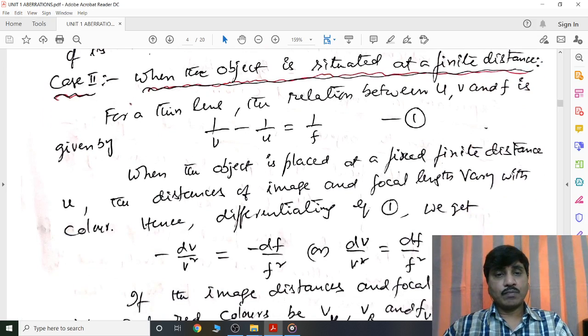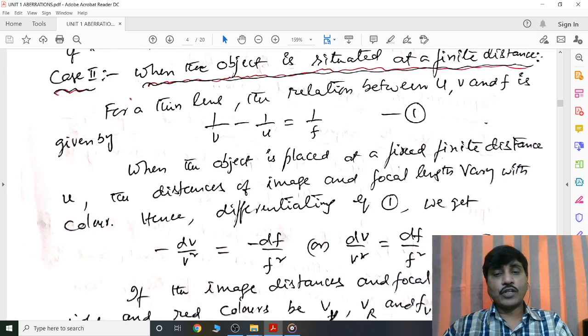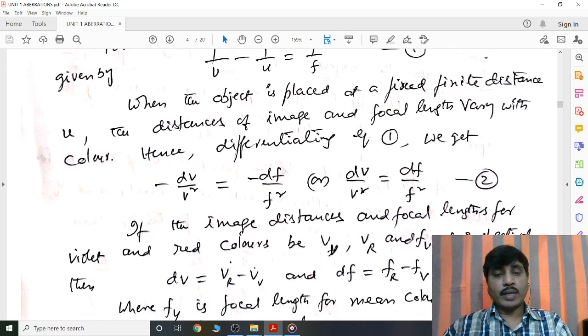Now, case 2. When the object is situated at finite distance. For a thin lens, the relation between u, v and f is given by 1 by v minus 1 by u is equal to 1 by f. That is equation 1. When the object is placed at a finite distance u, the distance of image and focal length vary with color. Hence, differentiating equation 1, we get minus dv by v square is equal to minus df by f square, or dv by v square is equal to df by f square.